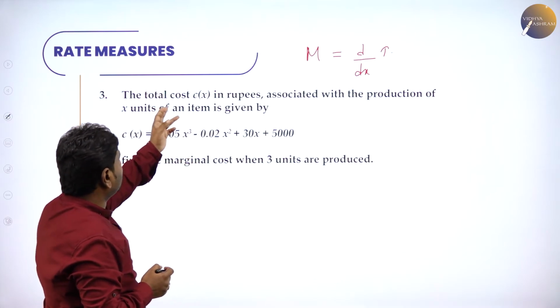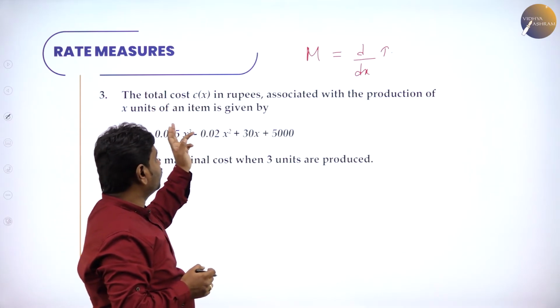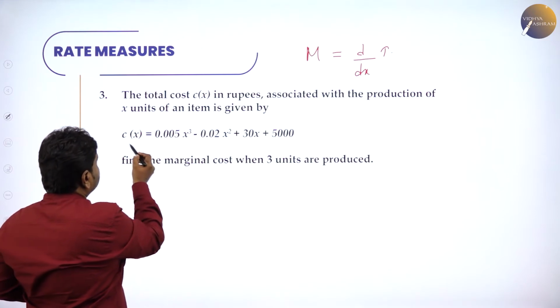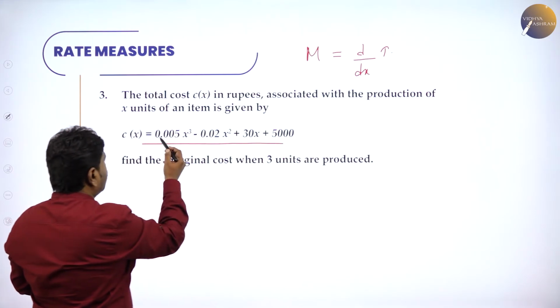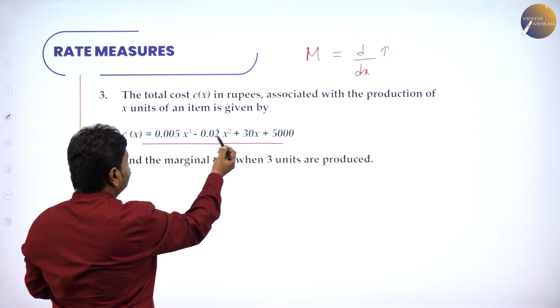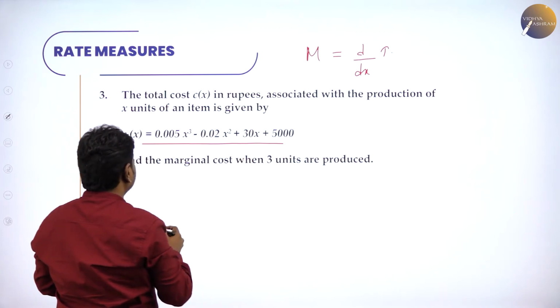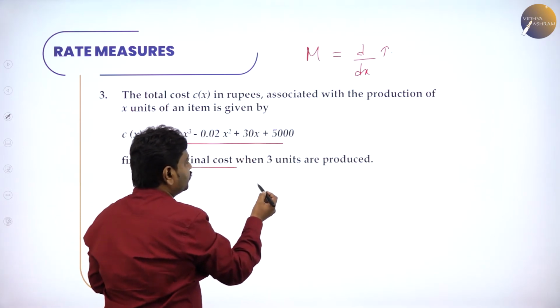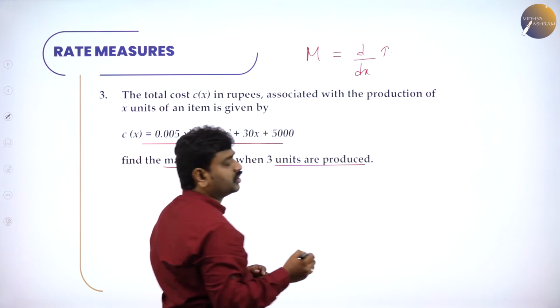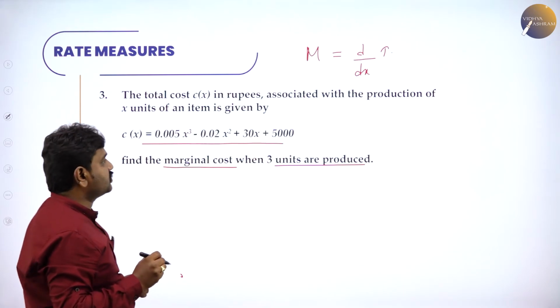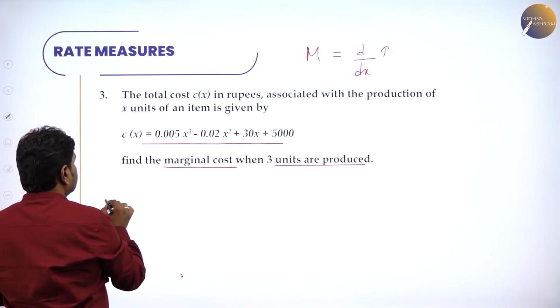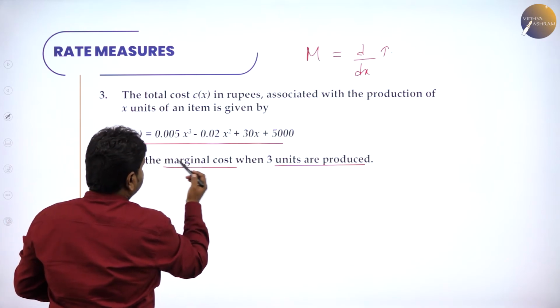So now, total cost C of x in rupees associated with the production is given by C of x equals 0.005 x cube minus 0.02 x square plus 30x plus 5000. They want you to find marginal cost when 3 units are produced. So x means units produced. So now they want you to find marginal cost.